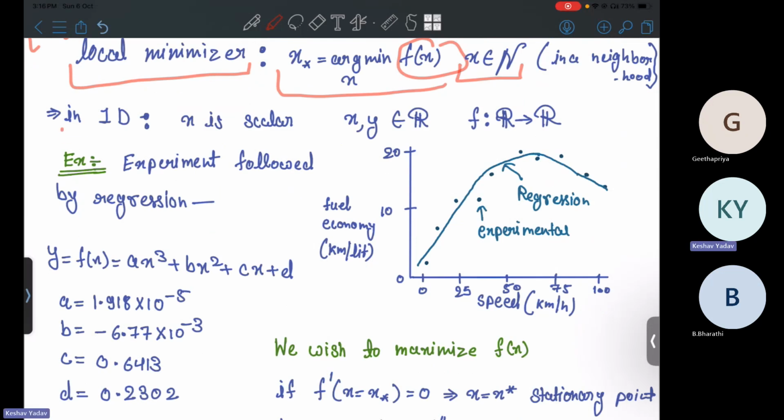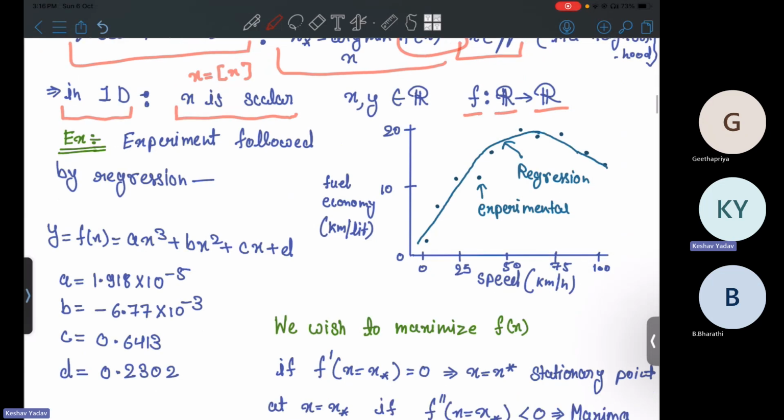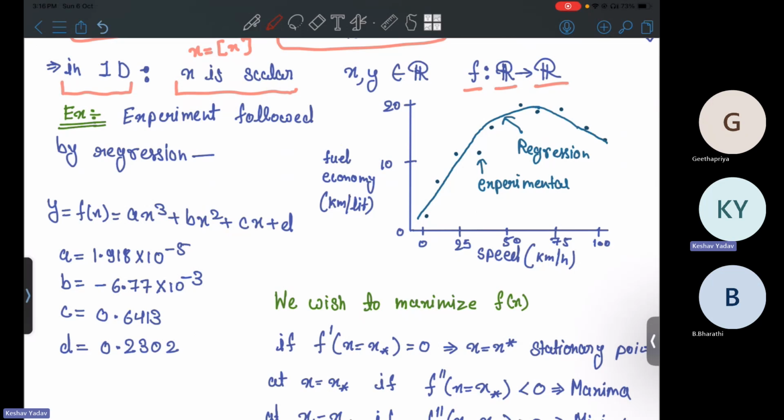So if we write the 1D case, x will be a scalar, some one value only, so y will also be a scalar. So this function is defined from real space to real space, 1D real space. Now let us consider an example to understand the 1D unconstrained optimization problem.